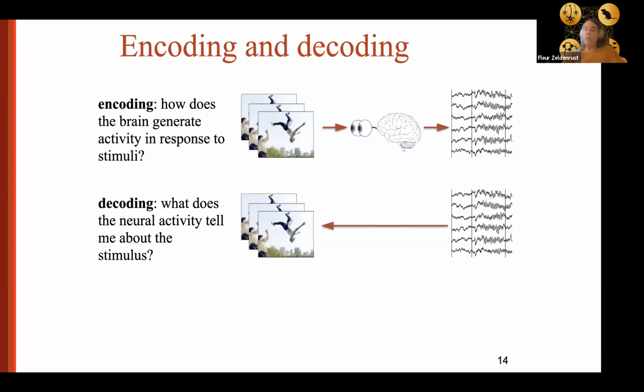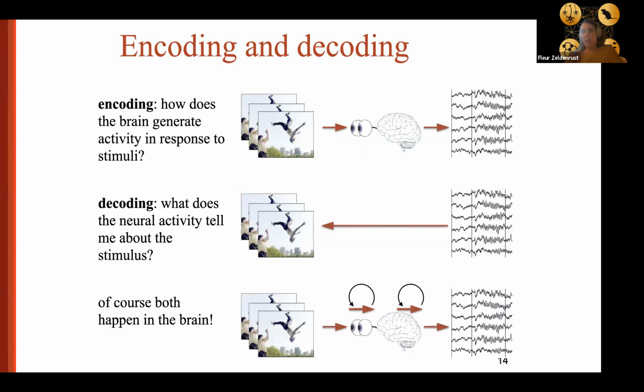You can also ask the opposite question. Given that I record the neural activity, can I deduce what the input was? That's what you typically call decoding. So what does the neural activity tell me about the stimulus? And of course, the brain does both all the time. It generates all this neural activity, and it sends all these signals to next processing layers.